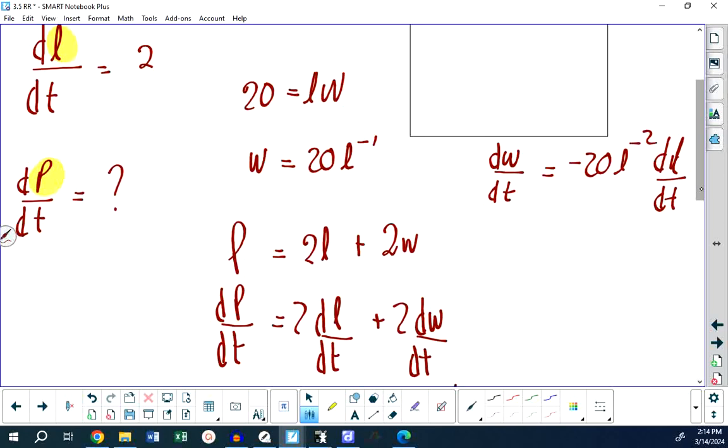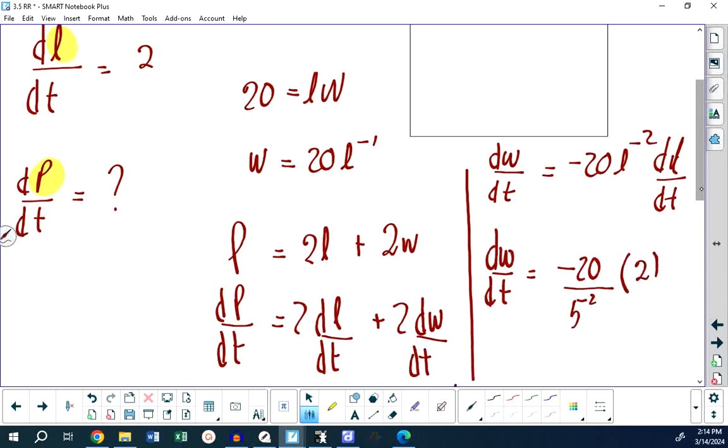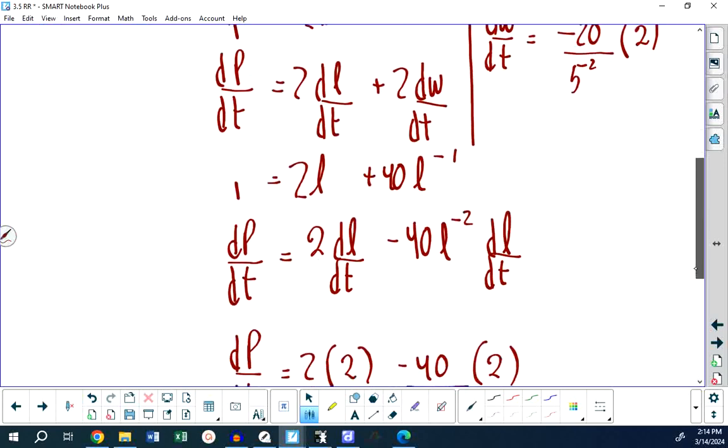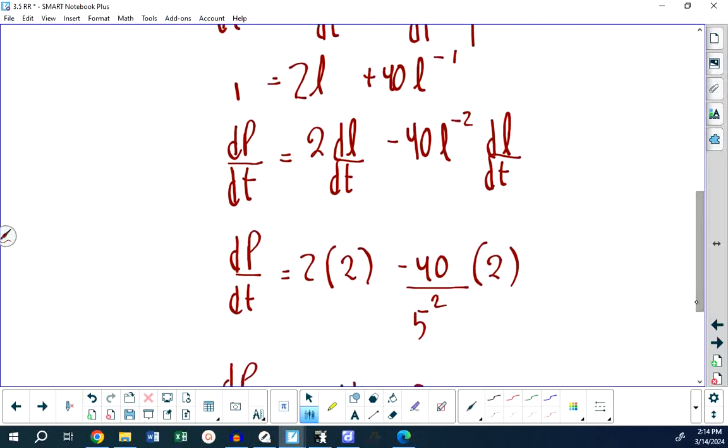There's nothing wrong with doing that. The math is solid, right? You're not cheating, you're not using rules that you've made up. You're following the rules of differentiation in algebra. So let's see if this works. It better. So what would dW/dt be at this point in time? Well, it would be negative 20 over 5 squared times the 2. And I hope you're seeing it's going to be the same. This is the same set of numbers we had in there earlier, isn't it? It's right there. Right?